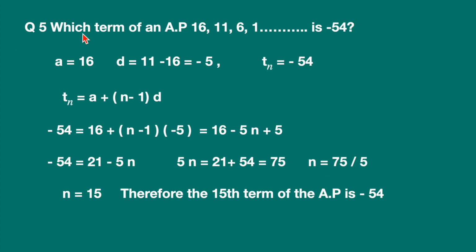Question 5. Which term of an AP 16, 11, 6, 1, dot, dot is minus 54? So let's see what is given. A is 16. D, the common difference will be 11 minus 16, that is minus 5, and they have given the nth term as minus 54.